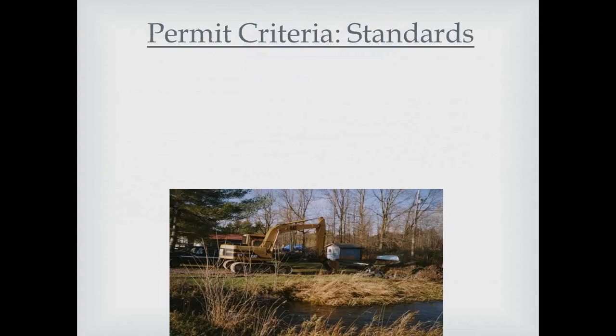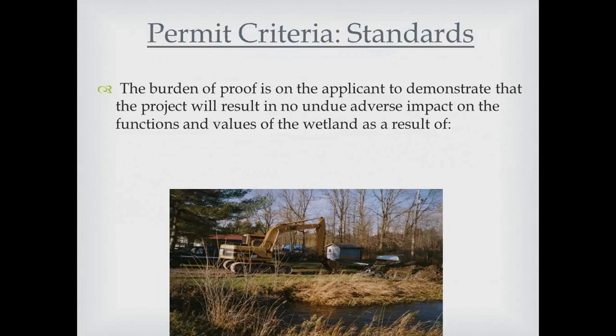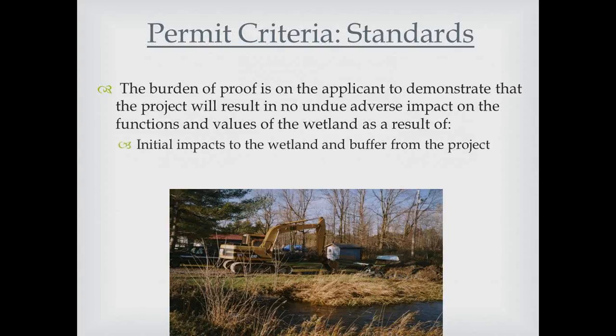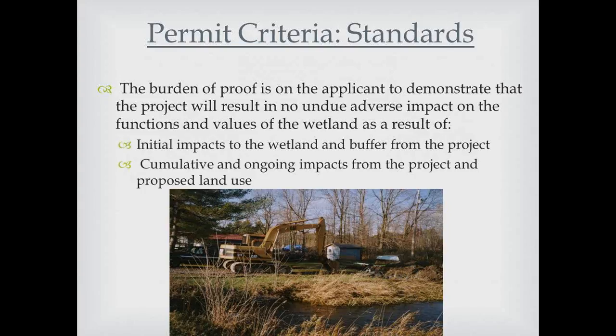And then the permitting criteria, the standards that we hold everybody to, basically the burden of proof is on the applicant to demonstrate the project will have no undue adverse impacts on the functions and values, both as a result of the initial impacts to the wetland and buffer zone and the cumulative and ongoing impacts from the project and the proposed land use.